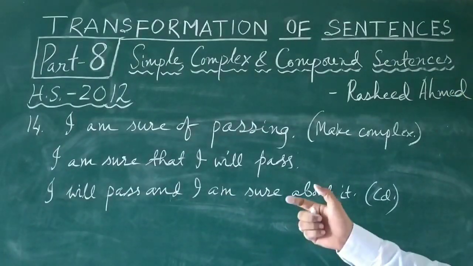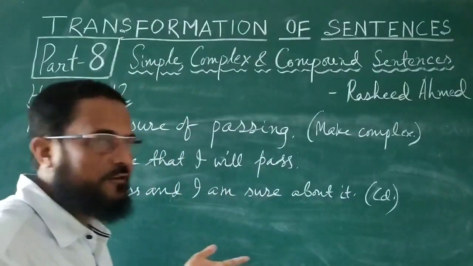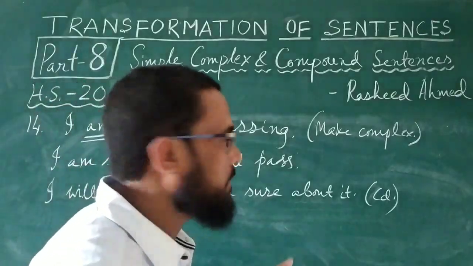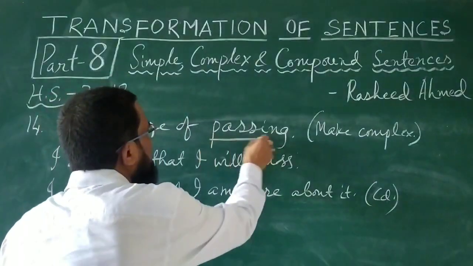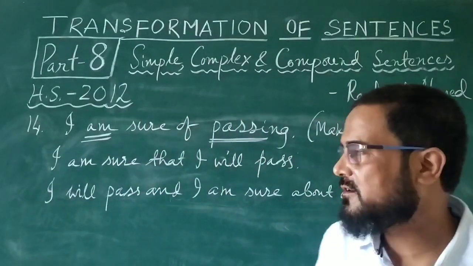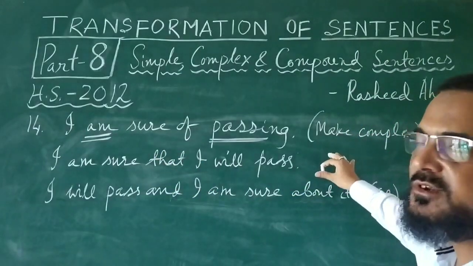Again, a very short sentence came in 2012: I am sure of passing. Here I am is the finite verb, but passing is not a finite verb. It is a verb-ing without a verb before it. Only one finite verb is there. It is a simple sentence, and your job is to make it complex.